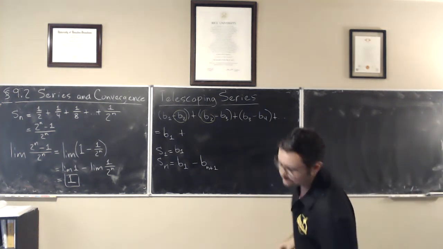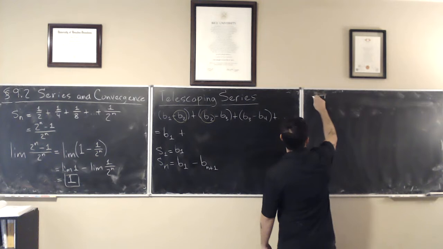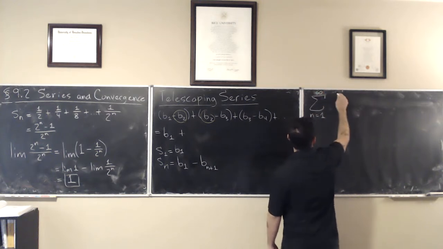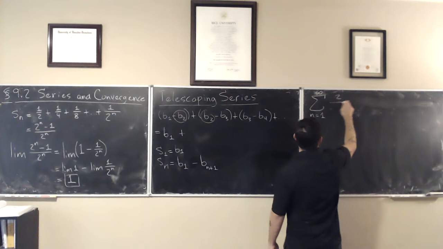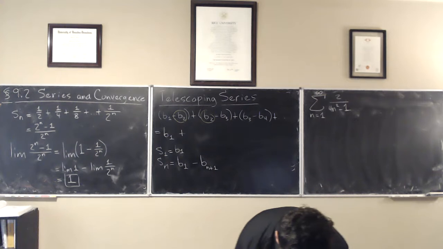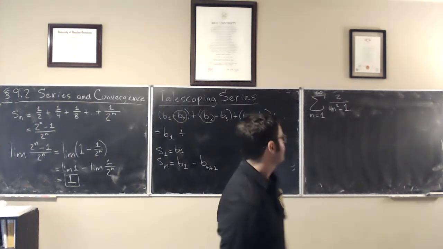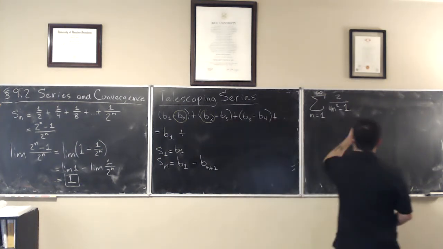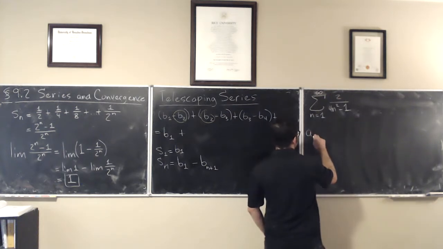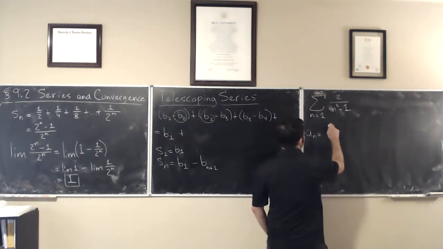Example 2, 4, and squared one. Okay, so let's look at the sum, n equals 1 to infinity of 2 over 4n squared minus 1. That it? Yeah. Okay. So the a sub n here is just this. This is the expression, right?